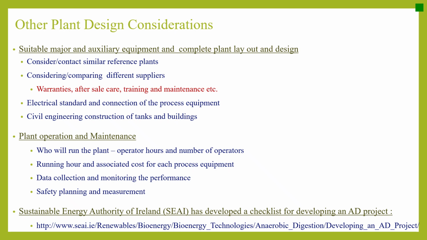Then there are considerations for plant operation and maintenance, like who will run the plant. So what are the operator hours needed and how many operators we need to fulfill that work. And also running hours and associated cost for each process equipment. And then we also need data collection and monitoring for the performance of those process equipment and the overall plant. And there should be safety planning and measures for the overall plant safety.